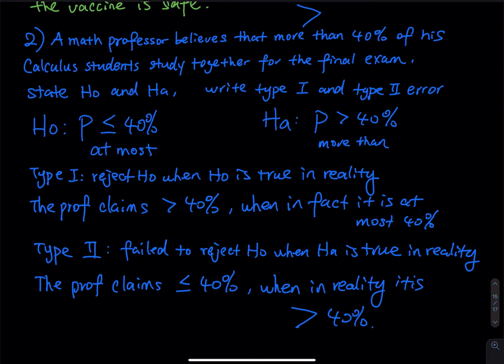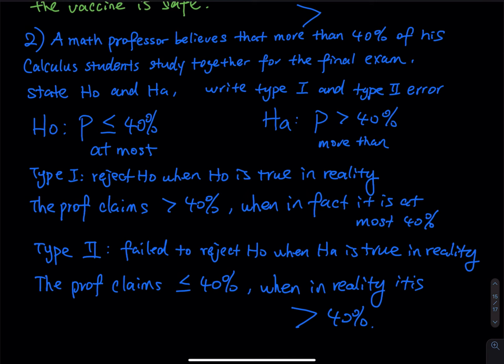I know when you read the sentence, the professor claims more than 40% when in fact it is at most 40%, the first feeling that comes into your mind is something feels wrong. Of course, because this sentence is a type 1 error. So this is how we process the logic. When we read or think something that doesn't look right, we confuse ourselves. So that's the first impression.